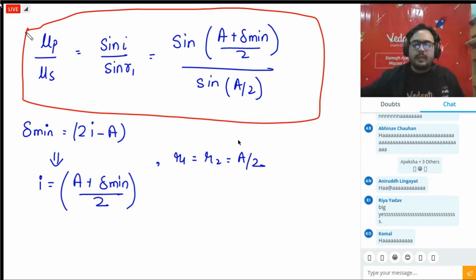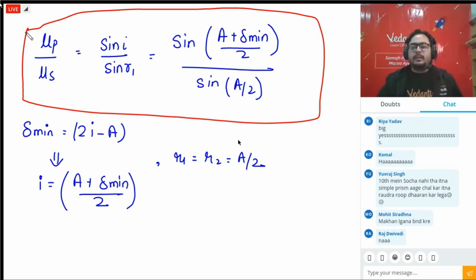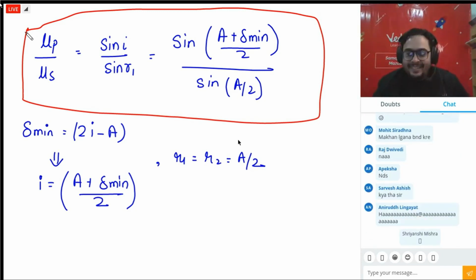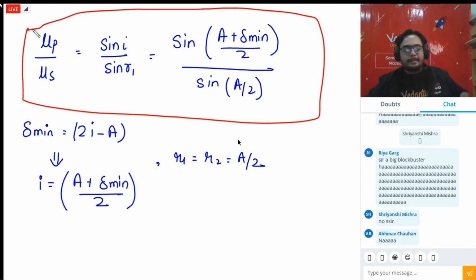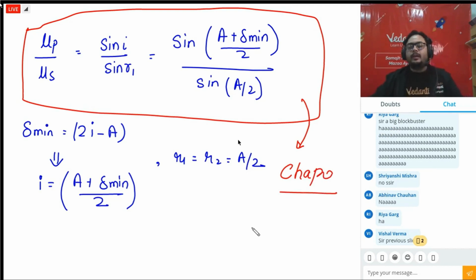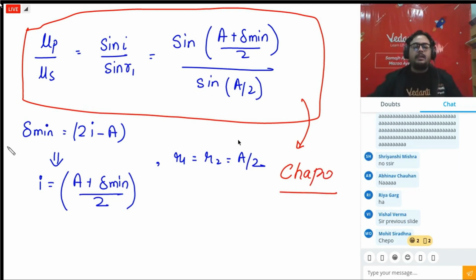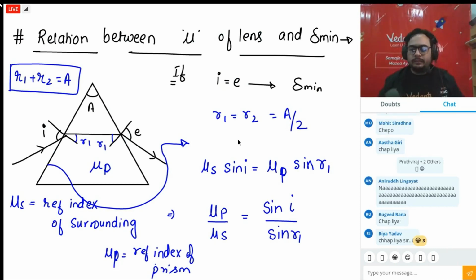Any doubt in this? Okay, done. Copy it. Previous slide too, you can copy it. This is important. They can ask this derivation. This is simple also. One Snell's law we have to use.